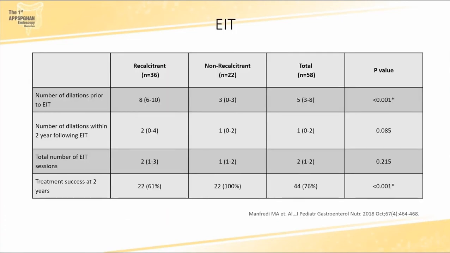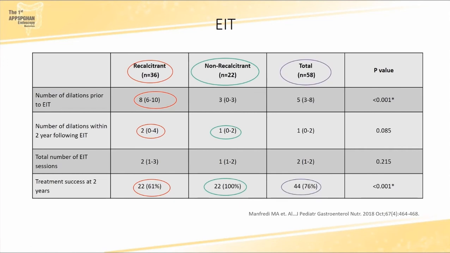When we looked at our data, we looked at EIT in 36 patients who had a recalcitrant stricture. They had at least a median of 8 dilations prior to EIT. The number of dilations on average following EIT was 2, and we reported our success of treatment at 61% in this recalcitrant stricture group. In our non-recalcitrant stricture group, we had 100% success. Overall, a 76% success rate with EIT in all of our patients.